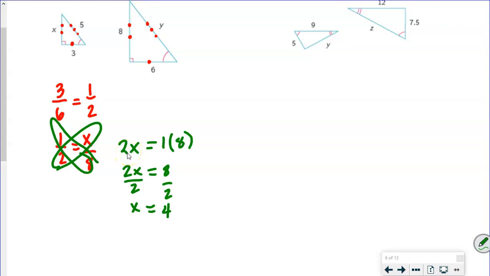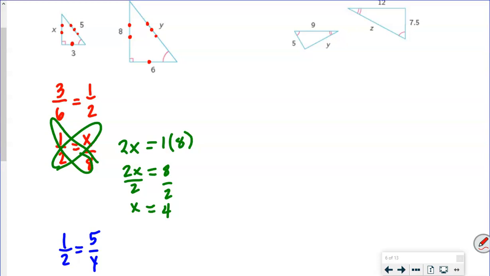Now we're going to use that same ratio we got in the beginning, the 1/2. So again, our 1/2 is equal to, this time, our 3 dot side, so 5 over y. Same process we used just a second ago. We're going to cross multiply again.